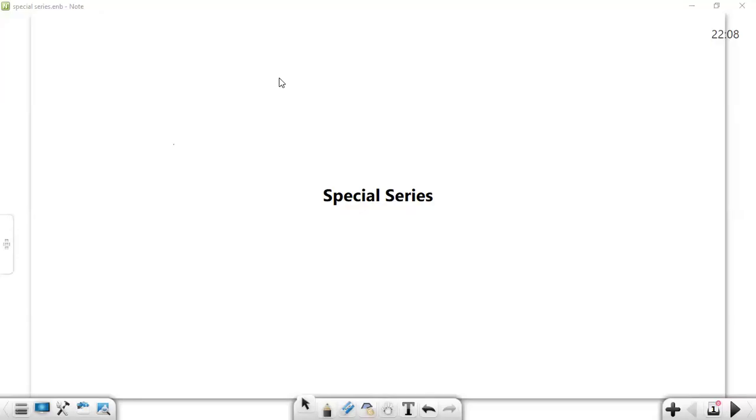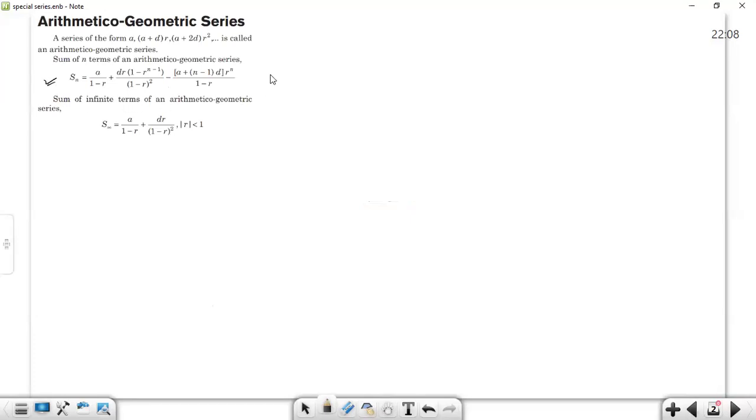As we discussed in earlier classes, we are done with the discussion of AP, GP, and HP. These were sequences, and we also discussed AGP, arithmetico-geometric progression. The sum of n terms is given by this formula, not so significant. The sum of infinite terms is very important: a upon 1 minus r plus dr upon (1 minus r) square.